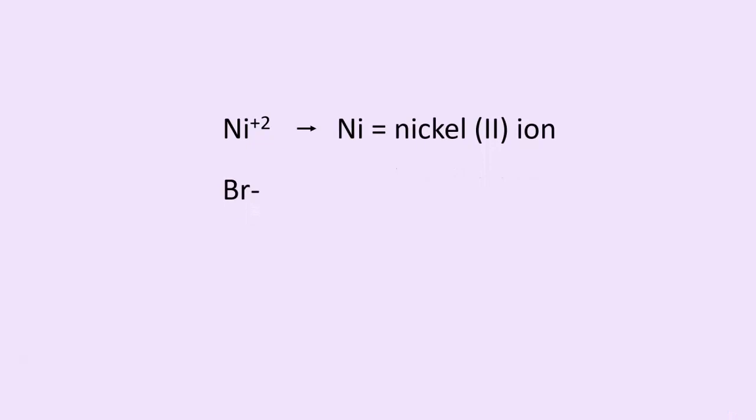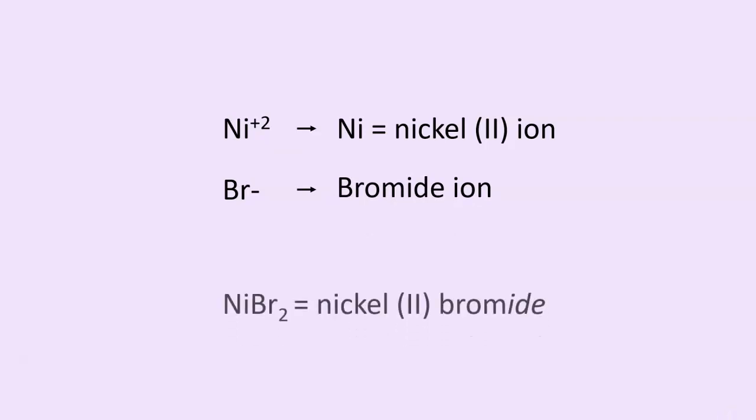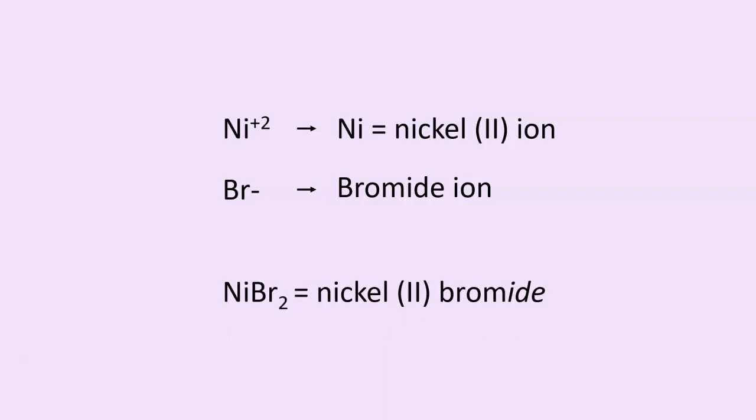Okay, so if we put it all together, we have a nickel, which is a +2. That's our nickel 2 ion. And then we have a bromide, and that is going to be a -2. Remember, it is a negative charge, but there are 2 of them, so that is a bromide ion. We're just going to get rid of the word ion, and our final answer is going to be nickel 2 bromide.